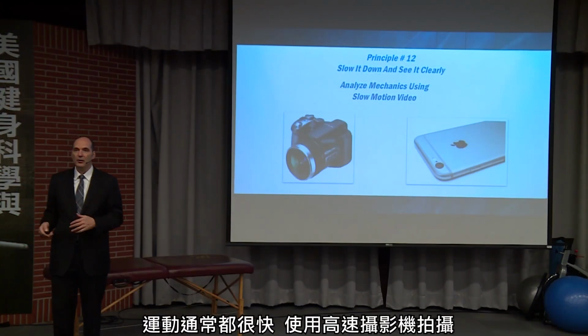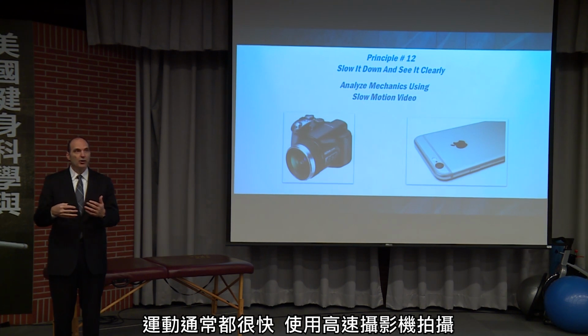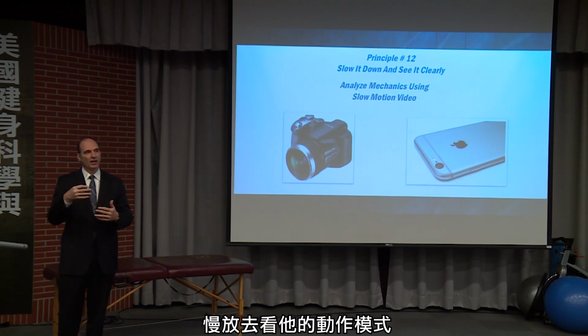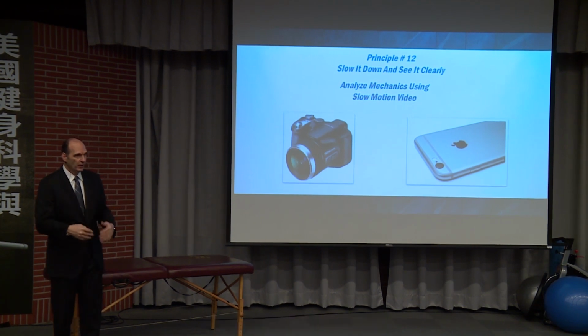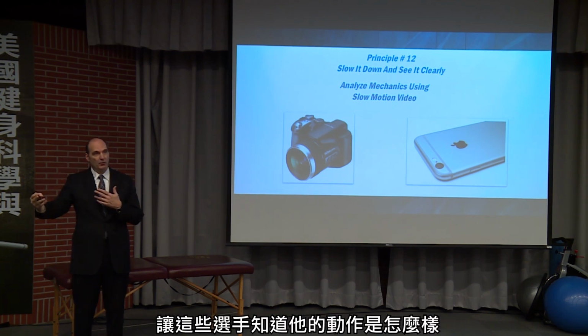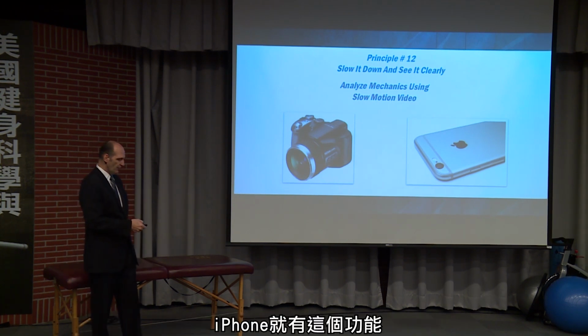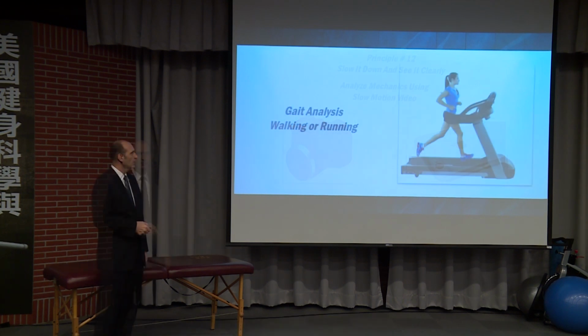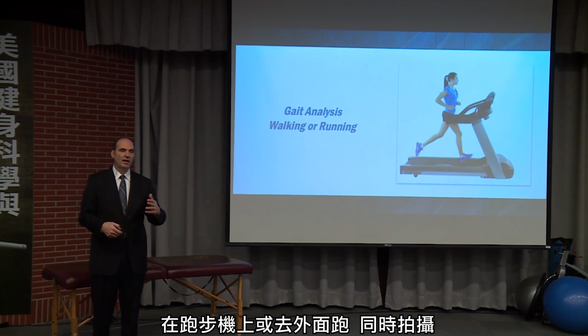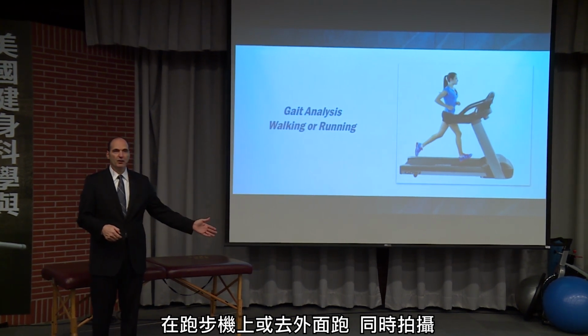When we're evaluating an athlete, it's sometimes difficult to really see what is happening in real time. So if we use a high-speed camera, we can slow it down and really see what is occurring. And if you film another athlete and show them the film, that's easier for them to understand what is happening, where the problem is, when they see it themselves. Even an iPhone has some of this capability. So we will put people on the treadmill and use a videotape. We will have them run outside, use a videotape. We'll do videotaping during exercise.